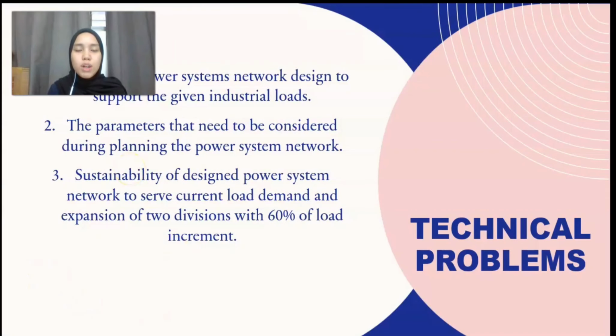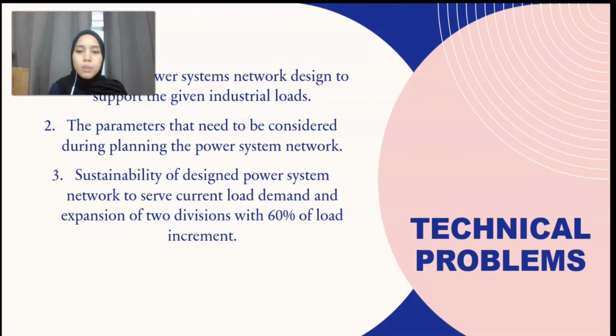So for the technical problem of this project, the first one is the suitable power system network design to support the given industrial loads. There are three divisions of loads such as synchronous motors, lighting and heating, induction motors, motor control center, and lump loads to build an industrial power network. Each load was given parameters, namely operating voltage in kilovolt, horsepower, efficiency, power factor, and apparent power in kVA for students to calculate the load demand estimation.